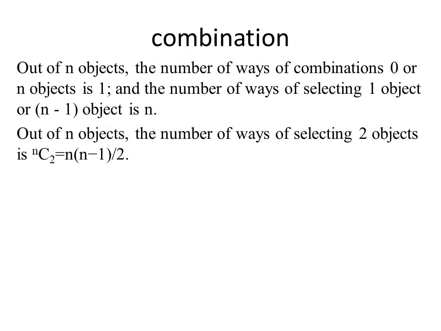Out of n objects, the number of ways of selecting 0 or n objects is 1, and the number of ways of selecting one object or n minus 1 objects is n. Out of n objects, the number of ways of selecting two objects is nC2, that is n into n minus 1 by 2.